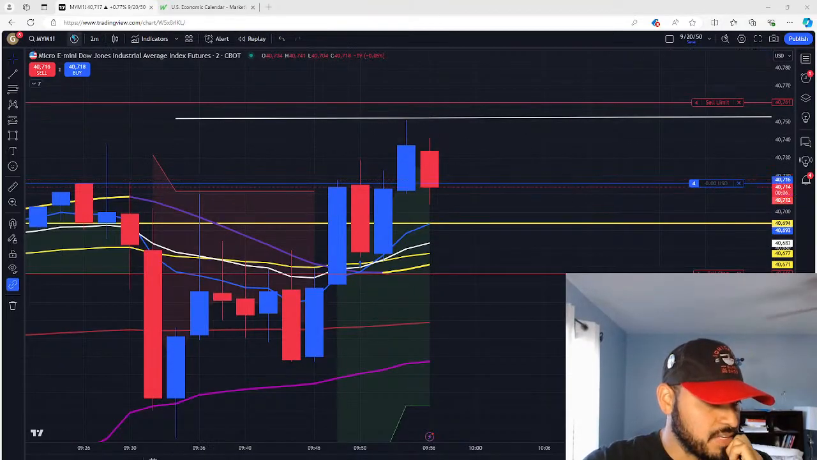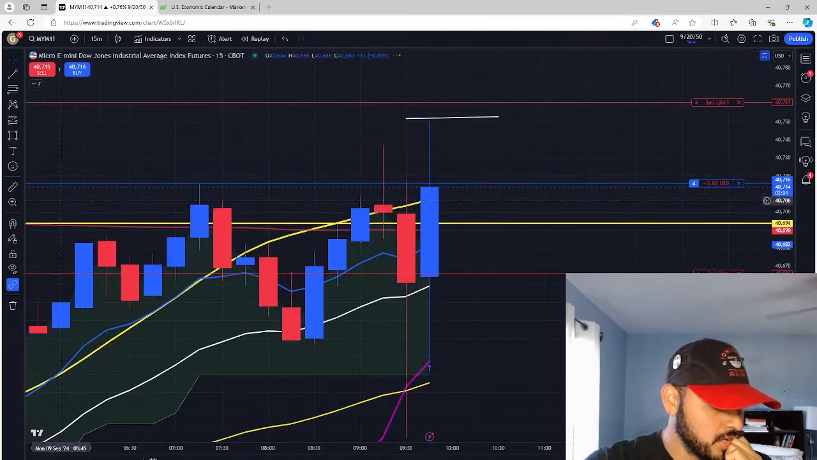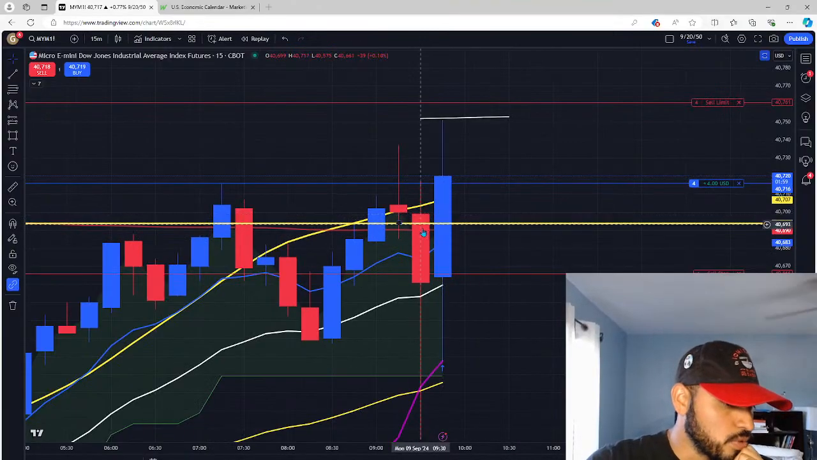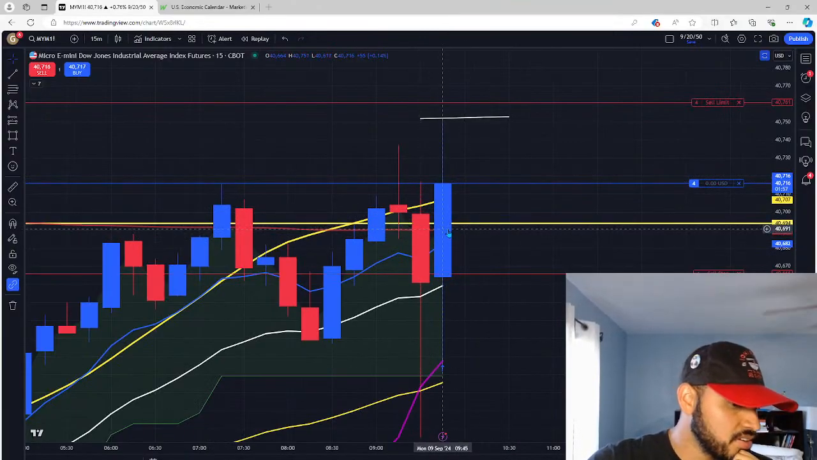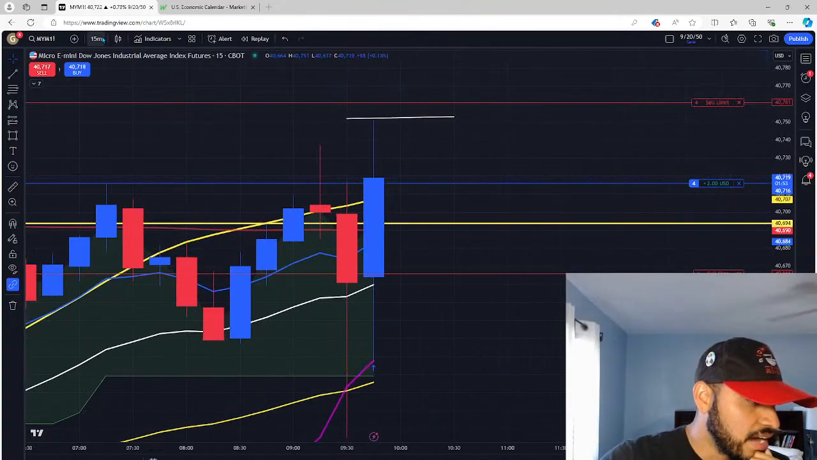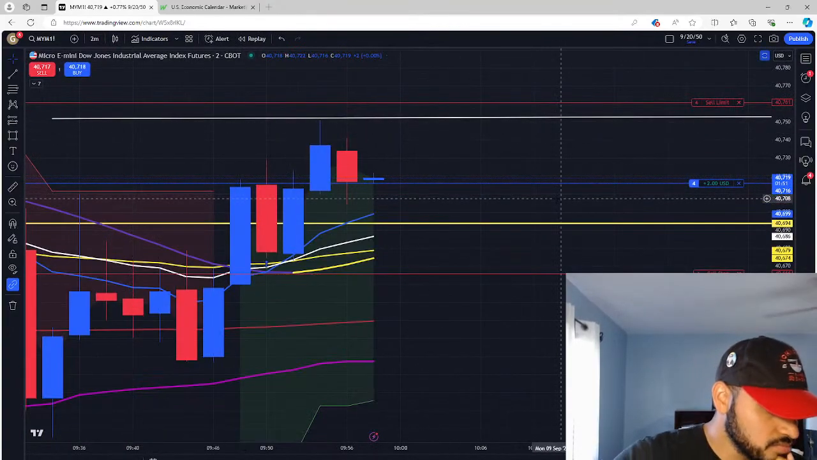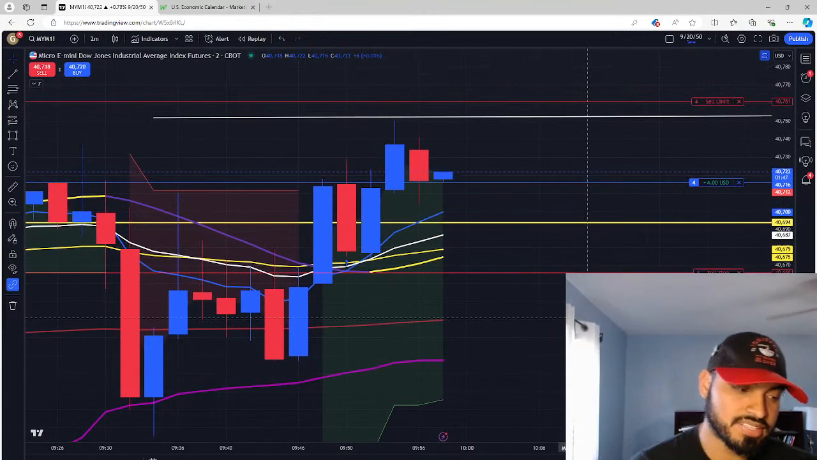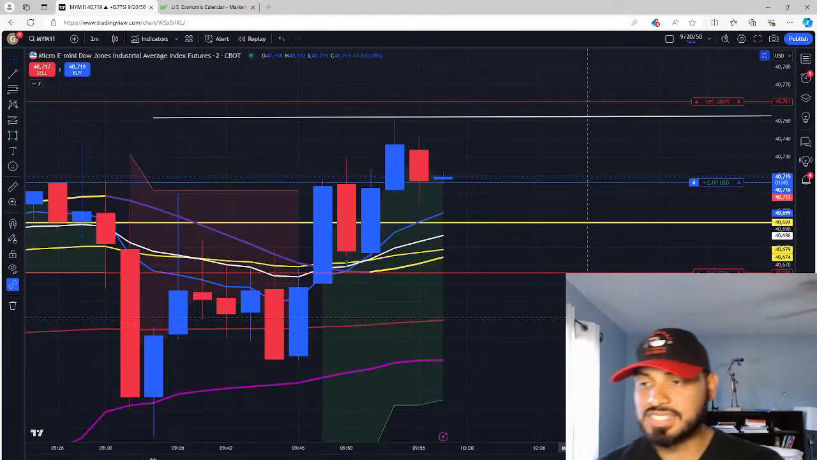Let me take a look at the 15-minute real quick. So we're still trying to break above that 200 EMA. So I think we can do it. Let's see what happens here.